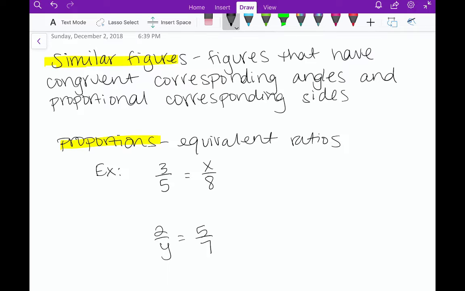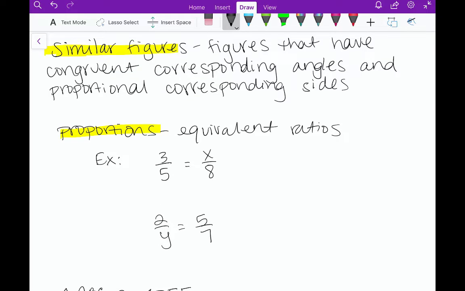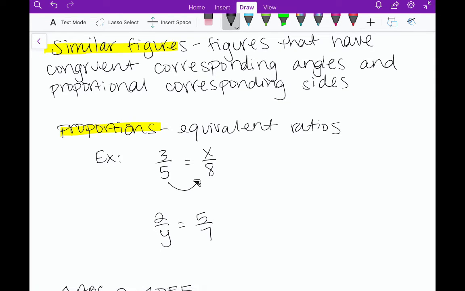Before we can actually talk about similar figures, we need to make sure we know how to solve a proportion. A proportion is basically just an equivalent ratio. So my first example is 3/5 equals x over 8. When it's not obvious, like how do I get from 5 to 8 by multiplying? That's not quite obvious. If that number was a 10, then I would know it's times 2, but it's not. In equivalent ratios like this, the cross products are equal. So this is how I'm going to set up my equation: 3 times 8 equals 5x. 8 times 3 is 24 equals 5x.